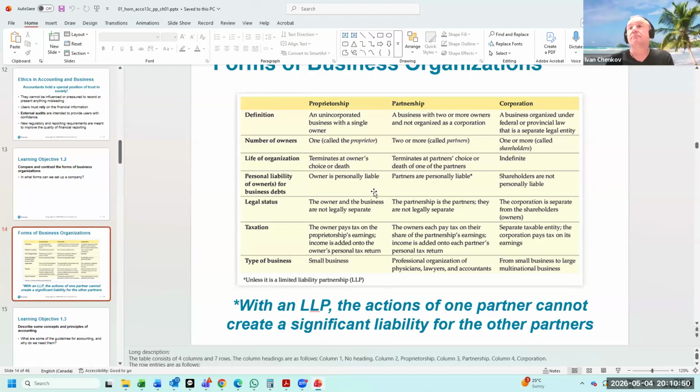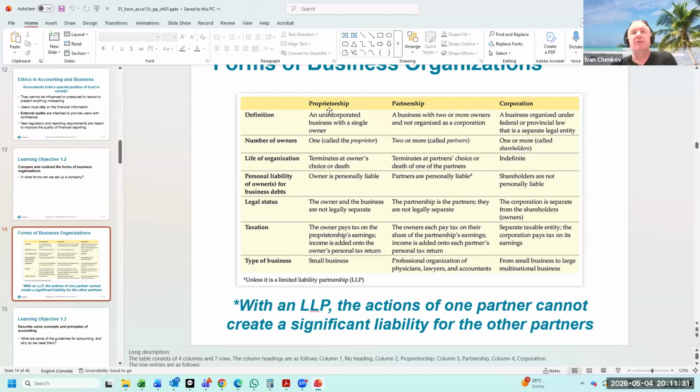For corporations, the owners can be one or more. There are no limitations on the number of owners. Life of the organization: the sole proprietorship stops existing as soon as the owner of the business decides, okay, I'm done. Partnership, same thing. Once the partner decides, okay, I'm done, the partnership is over. Whereas the corporation has indefinite life. What's going to happen with the original owners doesn't affect the corporation. Corporations can change shareholders many times and still be the same business as the corporation.